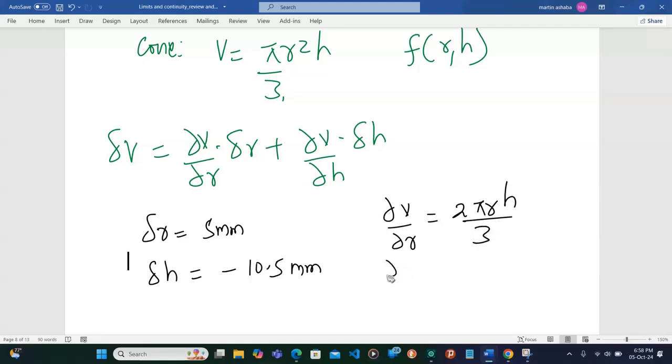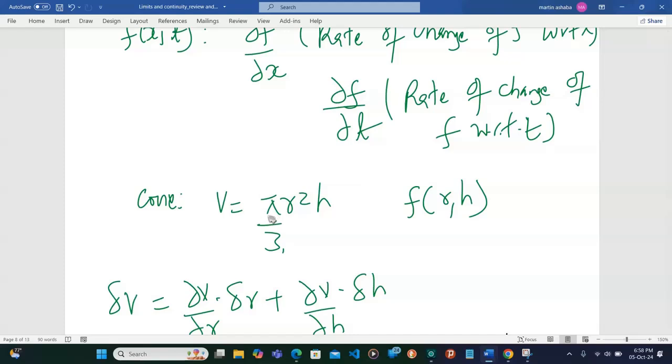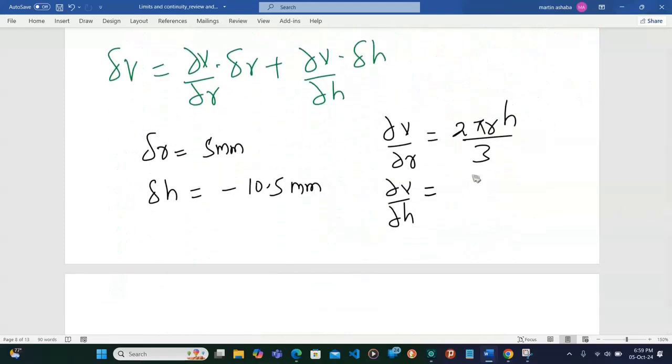Then what about del V del h? If I take the partial derivative of volume with respect to h, I keep the rest of the parameters constant and vary h. So this is going to be pi r squared over 3 only, because if I differentiate V with respect to h, that's what I will get. So I write pi r squared divided by 3.